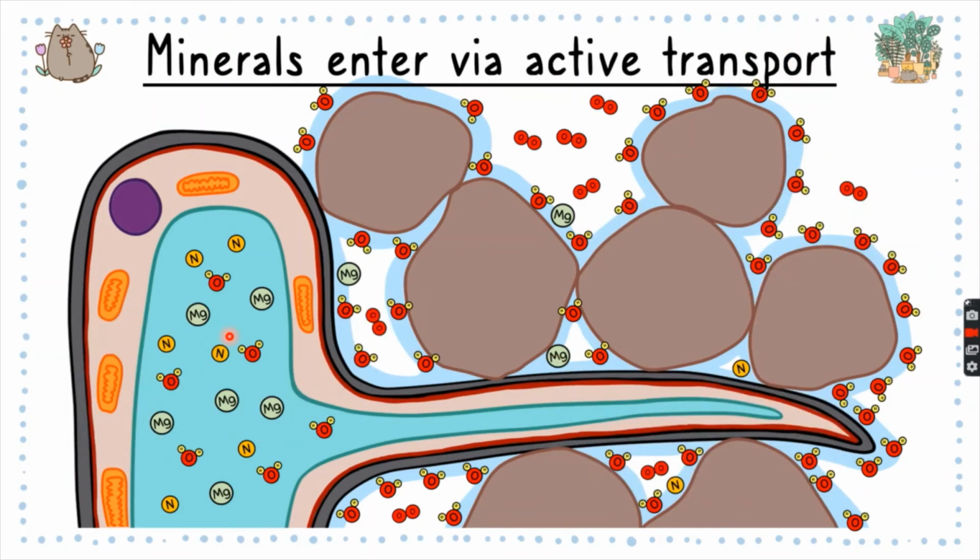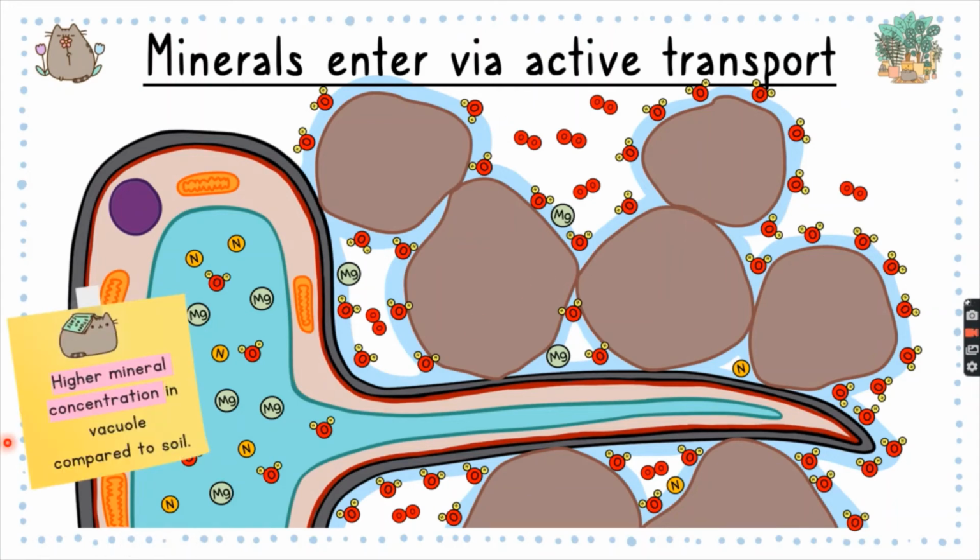All right, but what about the minerals? So there's actually a lot more other minerals that the cells do need, but we're going to focus mainly on magnesium and nitrates here. Okay, so minerals actually just enter via one type of process, which is active transport. By fact, you should know that there's higher mineral concentration inside the vacuole as compared to the soil. That means that the soil does lack minerals as compared to what can be found in the vacuole.